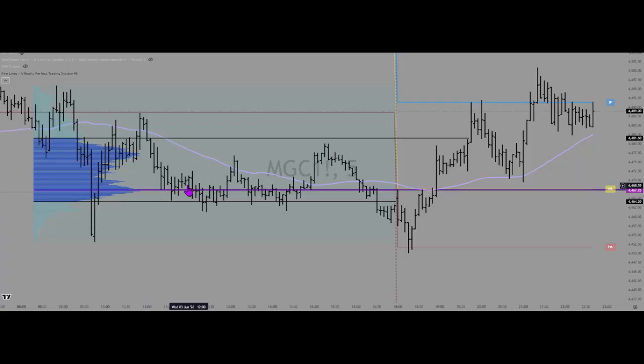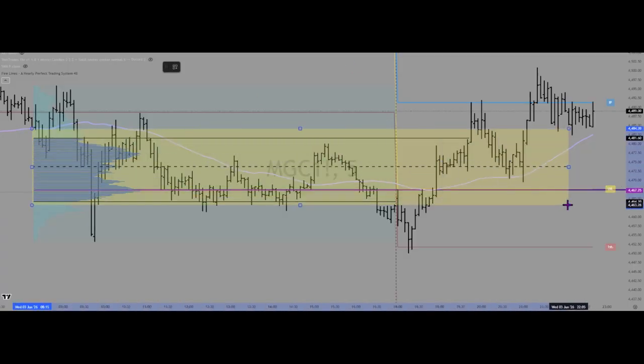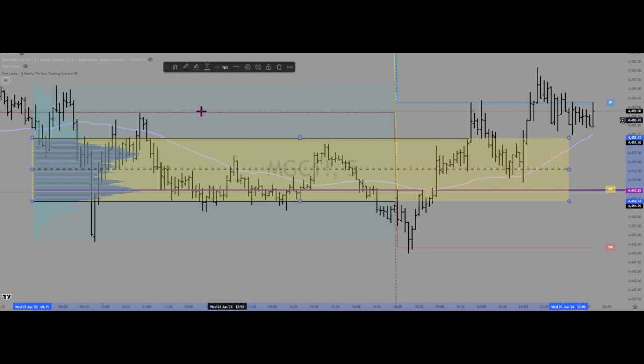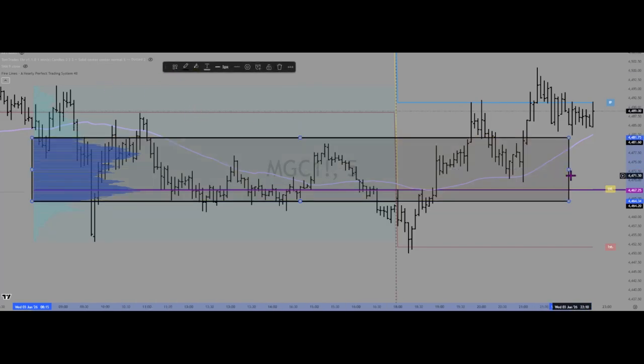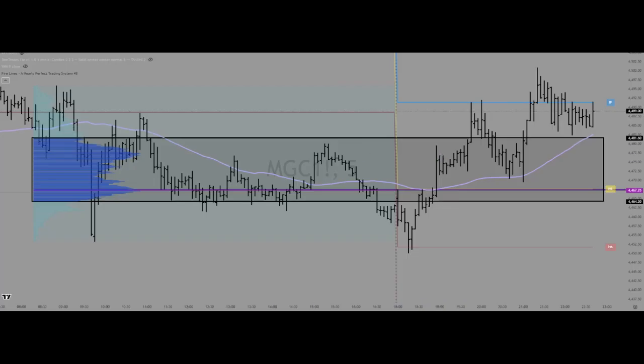Once New York closes, I just take a simple box and drag it across the entire volume profile range. I call that the New York profile zone. And these form key levels on my chart that I can trade away from or trade to.